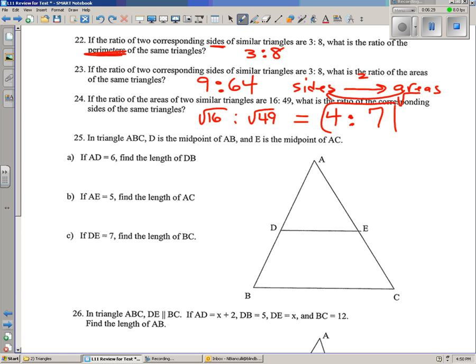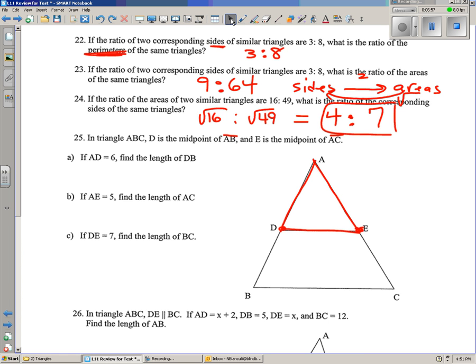So here's your final answer, 4 to 7. All right, in triangle ABC, it says D is the midpoint of AB, and E is the midpoint of AC. So these guys are midpoints, which makes a midpoint triangle, which in class, as we discussed, is actually half the size of the big triangle. If you notice, if I went down here, that red part is highlighting about half the line. Okay, and it works for all the segments.